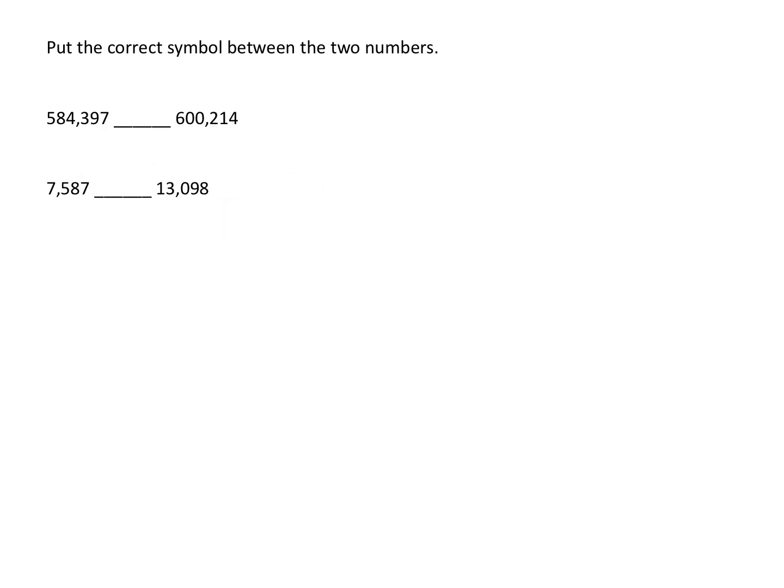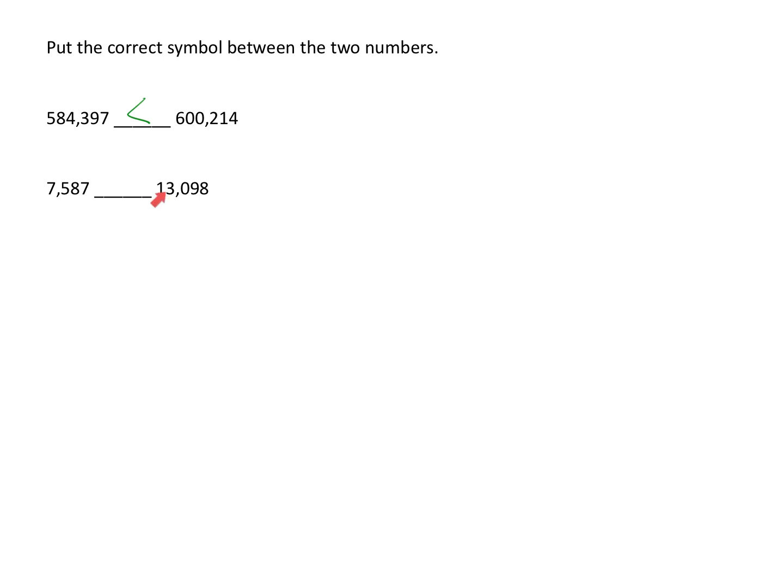So we want to put the correct symbol between each of the two numbers. Which number is bigger, 584,397 or 600,214? So we start by comparing the largest place value, okay? Because the largest place value in both of these numbers is the hundred thousands. And if one number has more hundred thousands, then it's definitely going to be bigger. So 600,000 is bigger than 584,000.